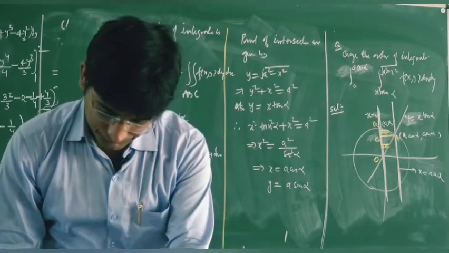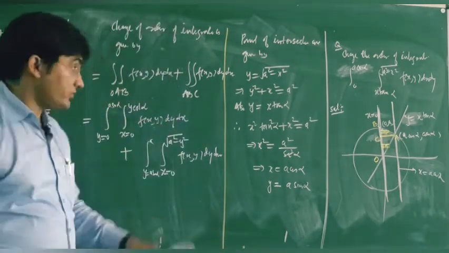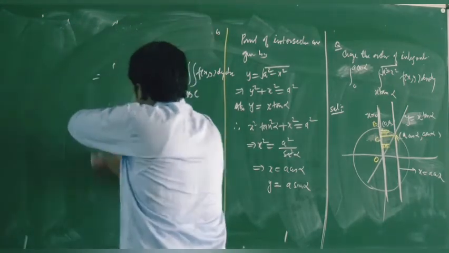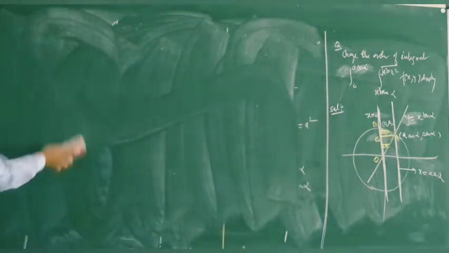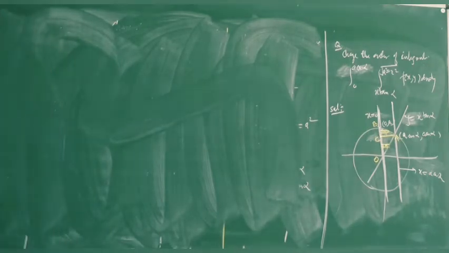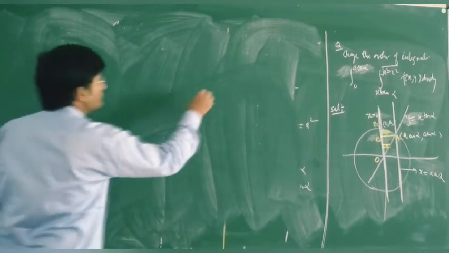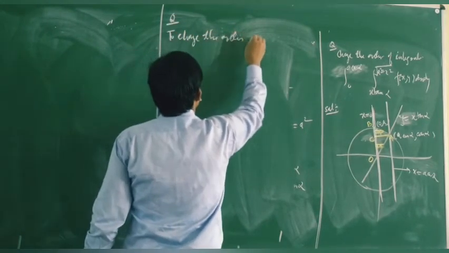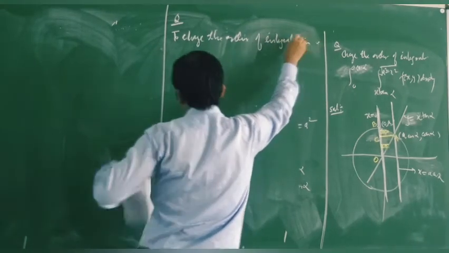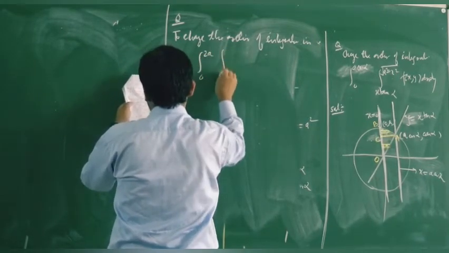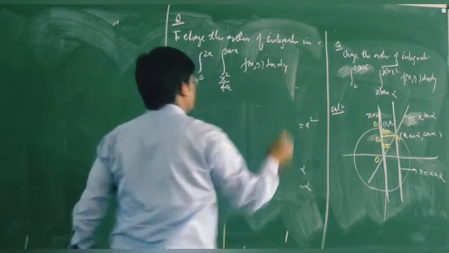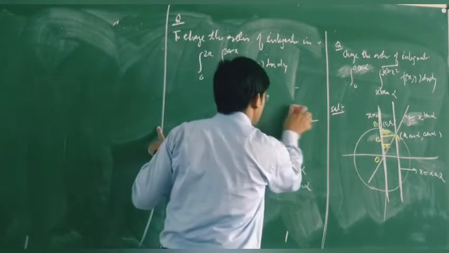Now our next problem is to change the order of integration in the double integral 0 to 2a, x square over 4a to 3a minus x, f(x,y) dx dy. So let us have the change of order of integration in this double integral.